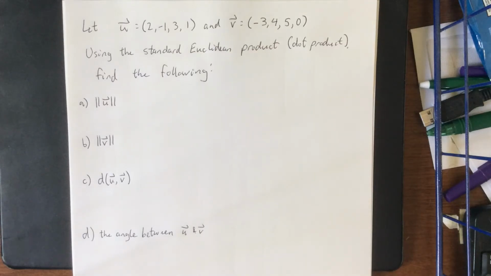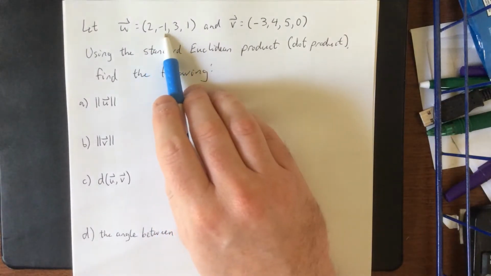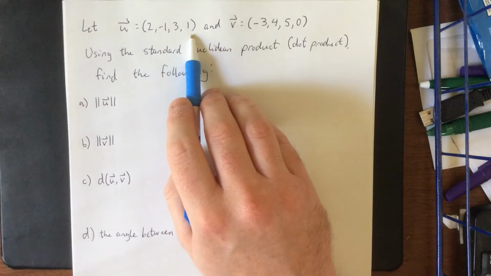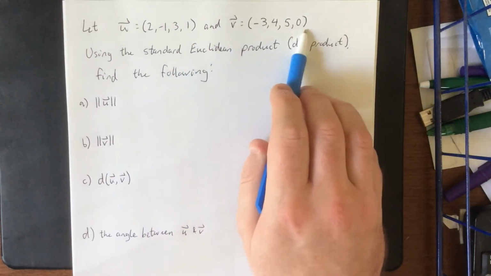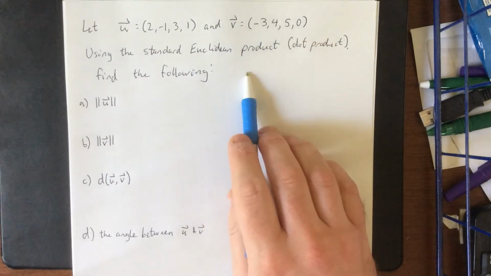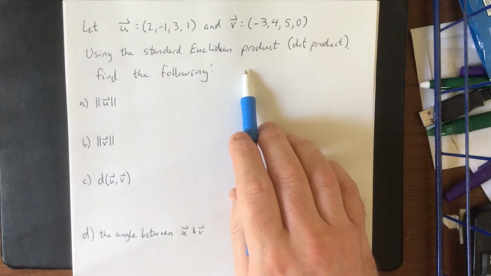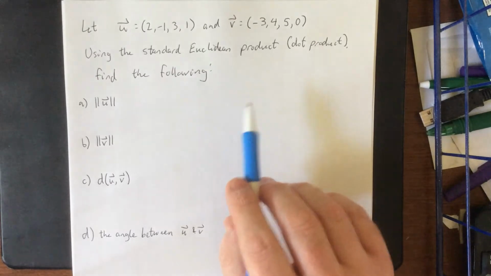For this example, we're going to take a look at a couple of vectors in R4. We're going to define the vector u to be the vector 2, -1, 3, 1, and we'll define the vector v to be the vector -3, 4, 5, 0. Then, using the standard Euclidean product, or the dot product, we're going to find the following.